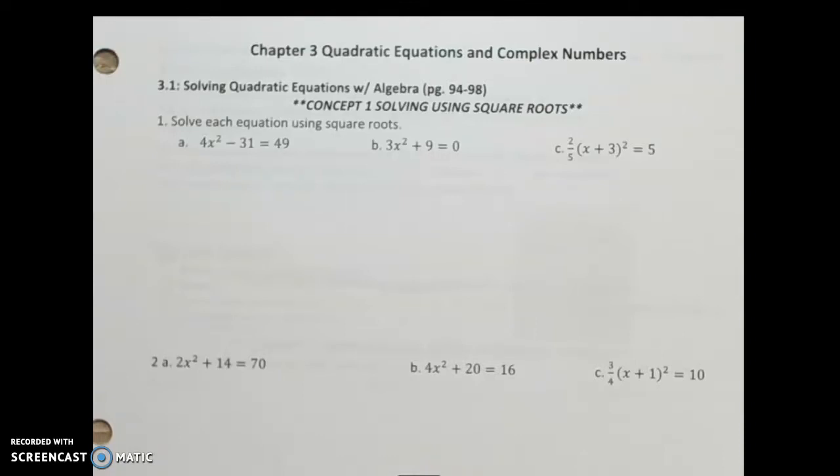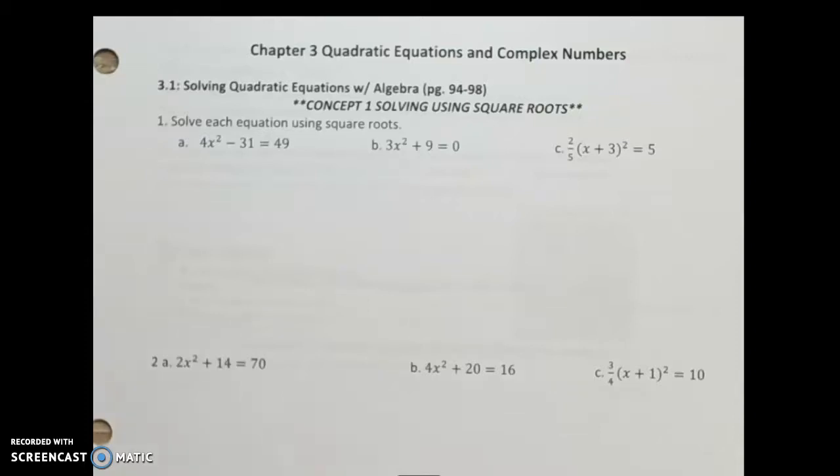Okay, so here's where you would solve by isolating your x squared all by itself and then taking the square root of both sides. No matter what, you want to isolate that x squared first and then solve by taking the square root.